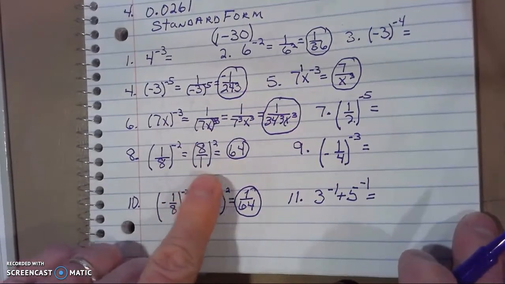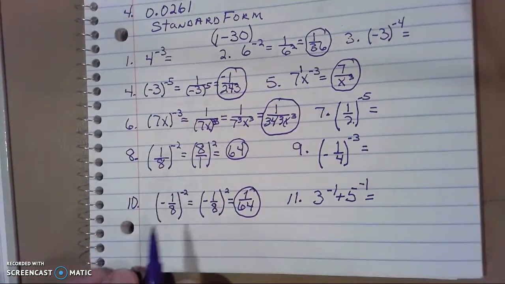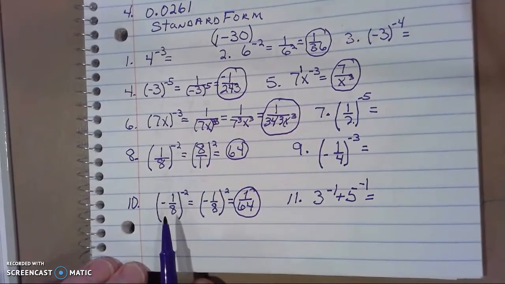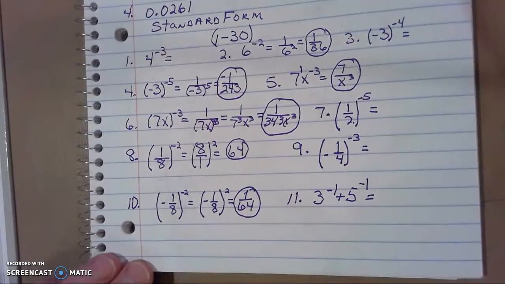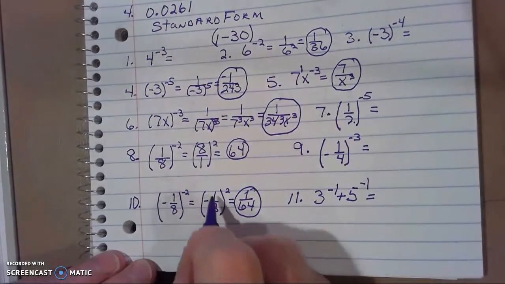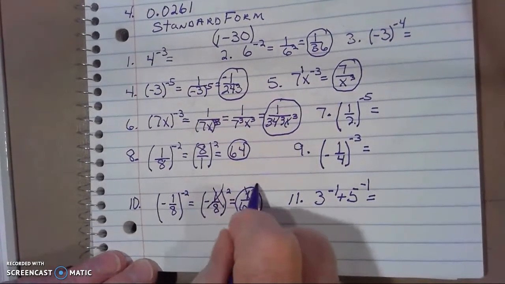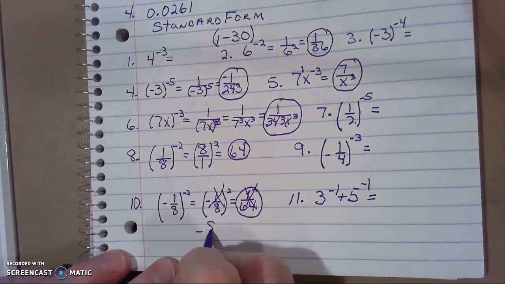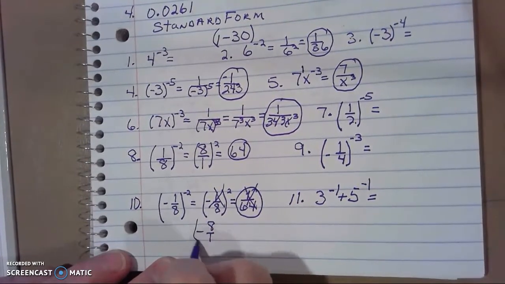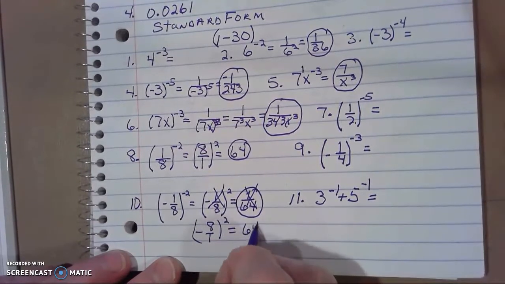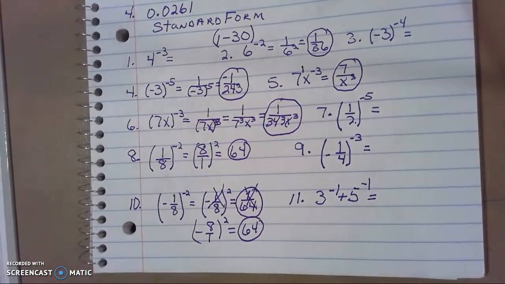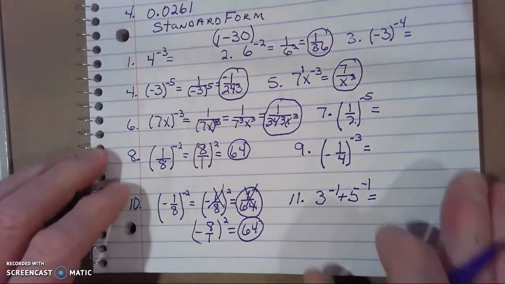So it's 8 over 1 squared, 64. Same way on number 10. Negative 1 over 8 with a negative exponent. So it becomes, and I made a mistake, it becomes negative 8 over 1 squared, which is 64. I forgot to flip it over when I got rid of the negative exponent.